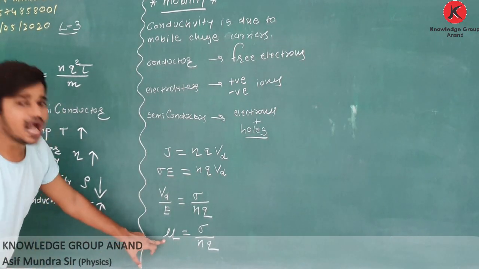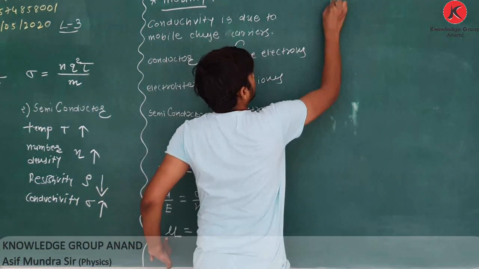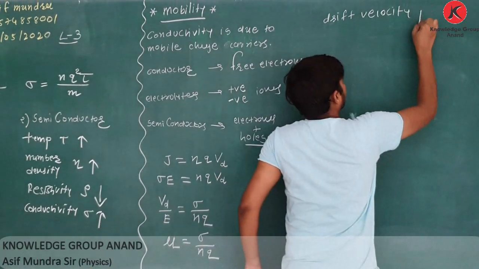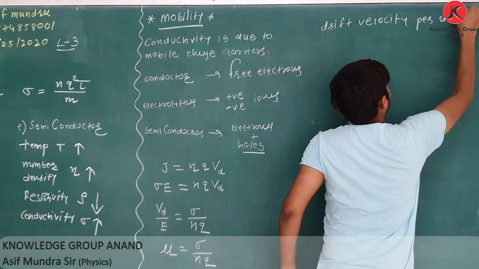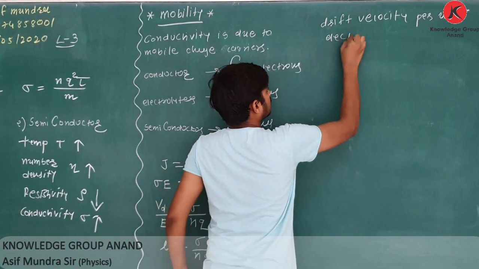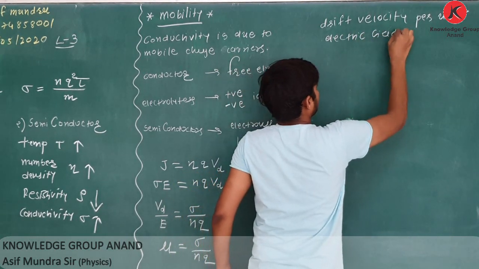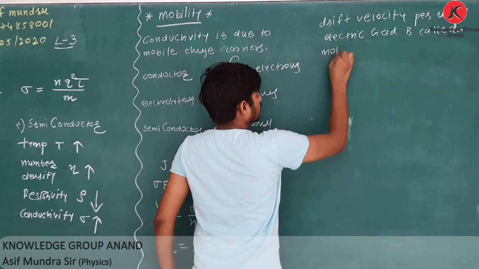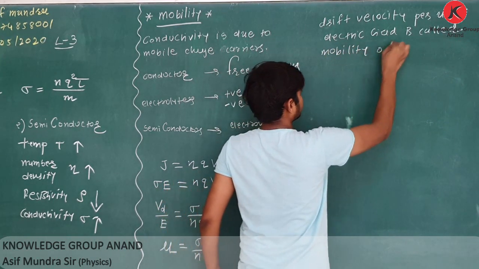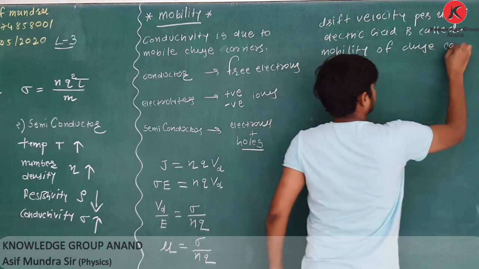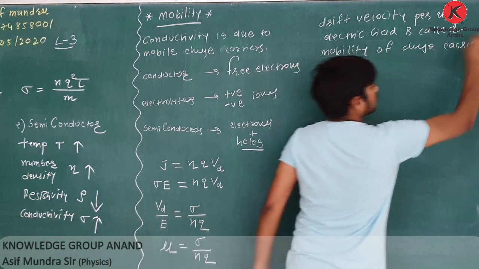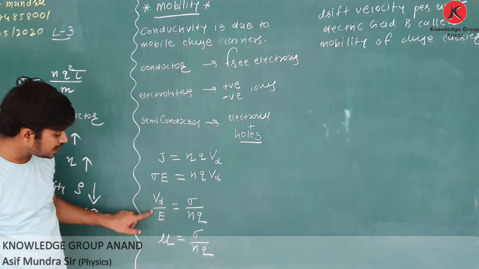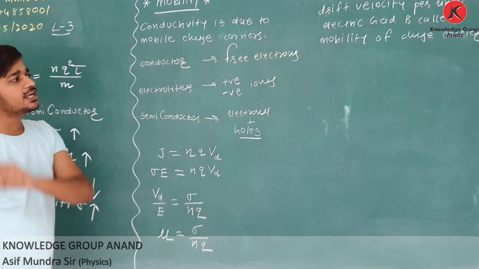What is mobility? How is mobility defined? See, drift velocity per unit electric field is called mobility of charge carrier. Clear? Okay, so you have to remember what is definition of mobility. Mu is equal to Vd upon E.